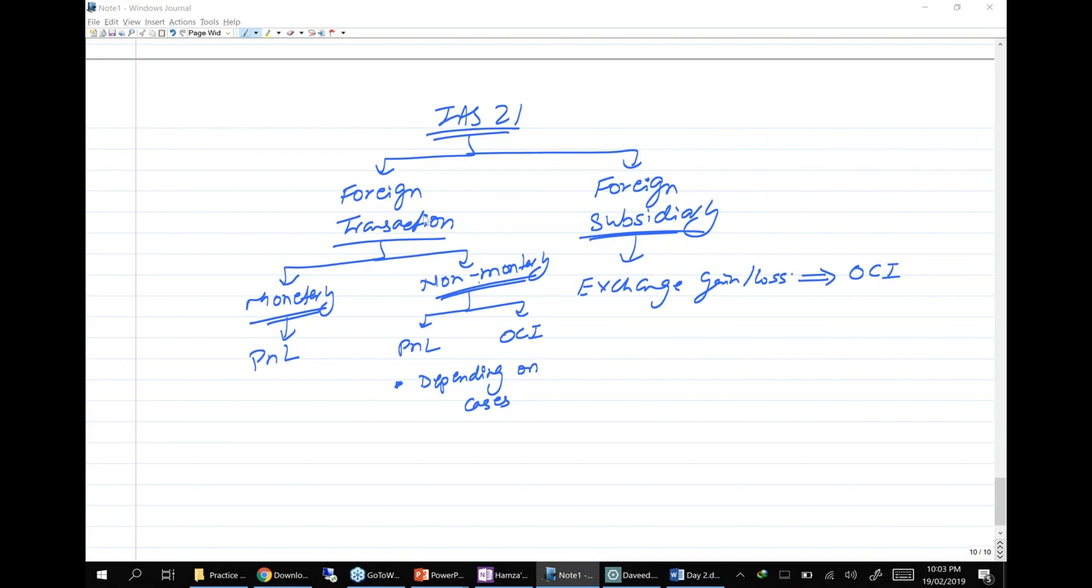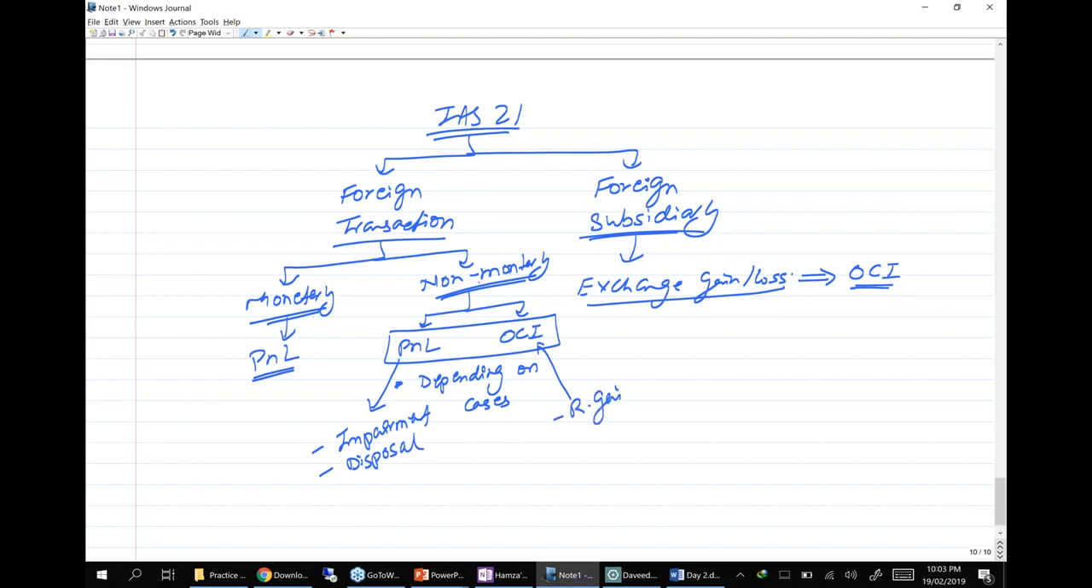Sikandar is saying exchange loss to OCI. No, Sikandar, both exchange gains and losses will be taken to OCI and will be taken to P&L, and this depends on the case. If this is along with an impairment loss, it will be taken to P&L. If it is along with a disposal, it will be taken to P&L. But if it is due to a revaluation gain, it will be taken to OCI. If it's due to a revaluation loss, it will be taken to P&L. This is a detailed concept of IAS 21, so I'm just giving an overview right now. No, Mohammed Saad, retranslation reserve relates to the foreign subsidiary only.